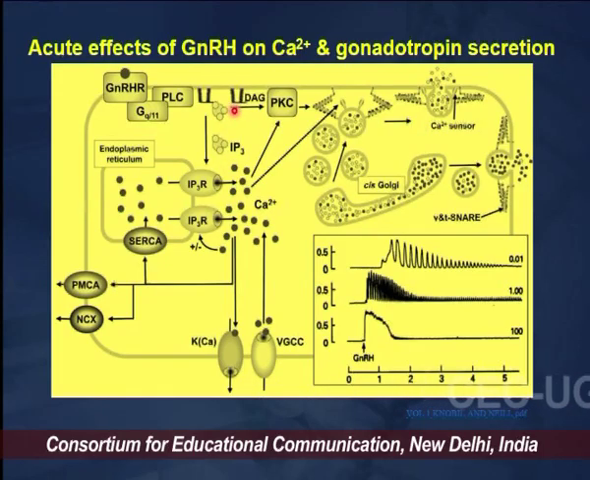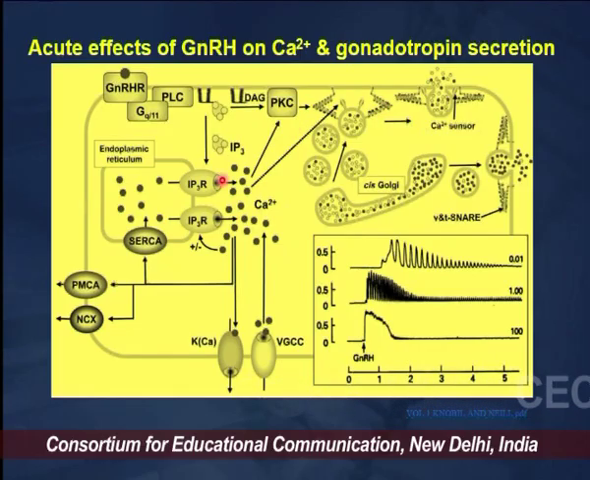Now this DAG causes the activation of protein kinase C, which then causes phosphorylation of t-SNAREs and v-SNAREs, which help in the exocytosis of the LH and FSH. So these colored balls are representing the LH and FSH. These dark colored balls are the FSH, which are more in number. The lesser in number are the LH hormone, which is getting exocytosed by the action of phosphorylation of v-SNAREs and t-SNAREs by PKC.